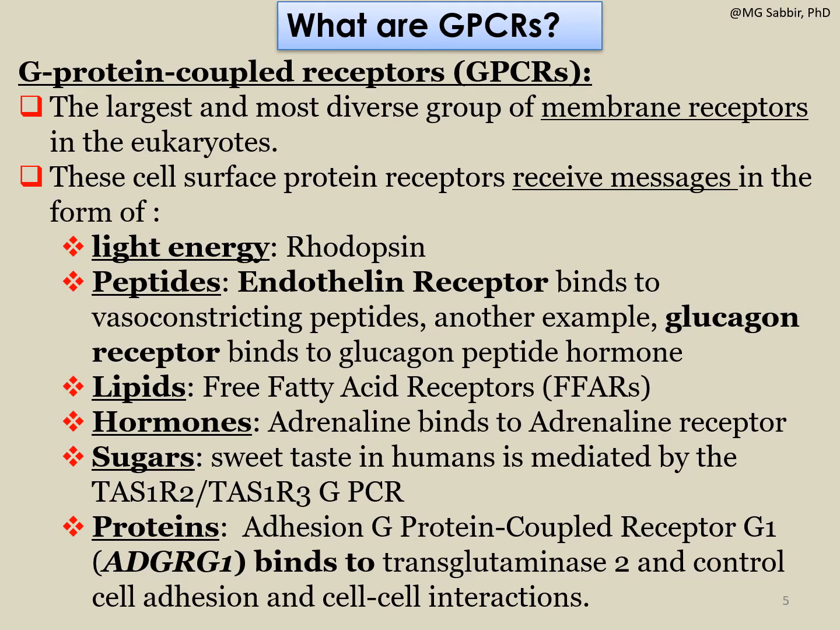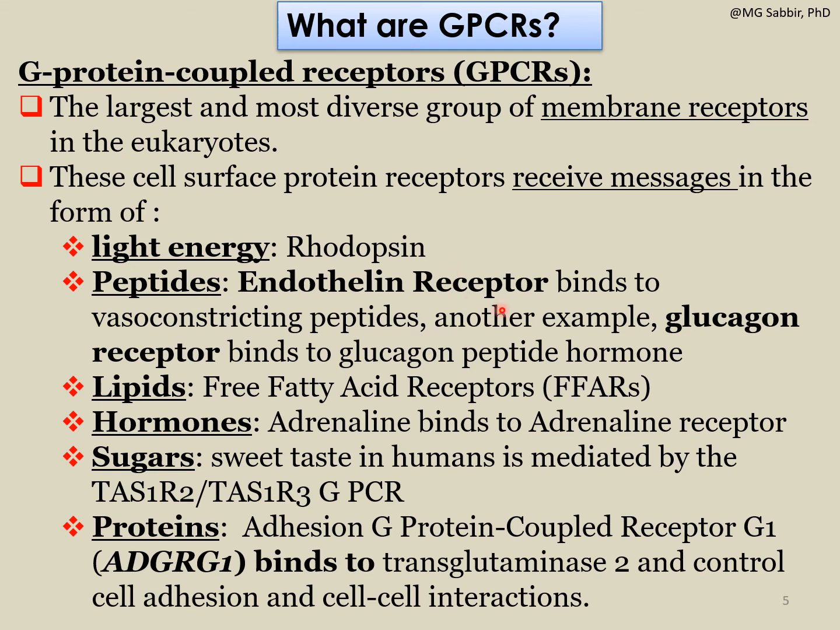Now, what are G protein coupled receptors? GPCRs are the largest and most diverse group of membrane receptors in the eukaryotes, and these cell surface protein receptors receive messages in the form of light energy, peptides, lipids, hormones, sugars, or proteins. A variety of different types of stimulus. For example, rhodopsin is a light-sensitive G protein coupled receptor that is mainly found in the rod cells in the retina.